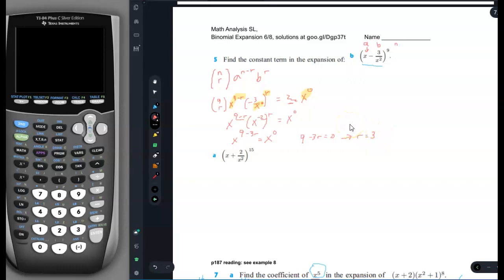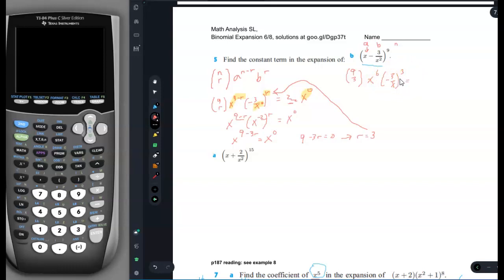R should always end up being an integer. If you didn't end up with an integer, you did some wrong math, or the problem is impossible. Now we're going to figure out what the coefficient is. Now that we know R, we're just going to put R back into the general term formula. That was the only thing we didn't know. 9 minus R is 6. Negative 3 over X squared to the R.